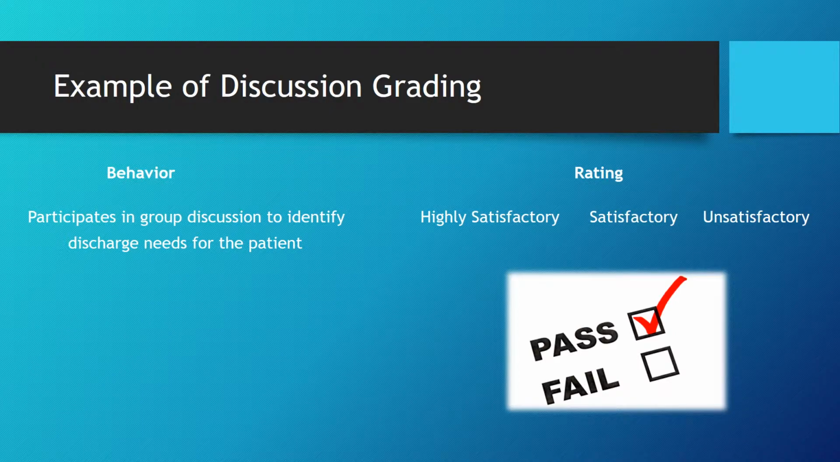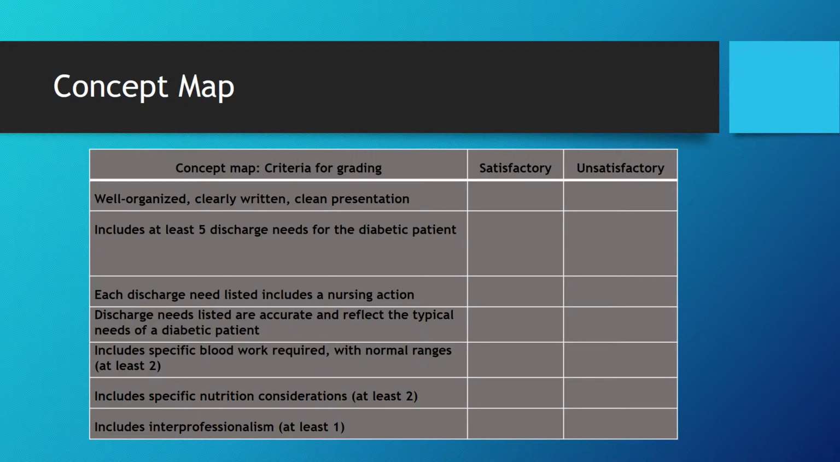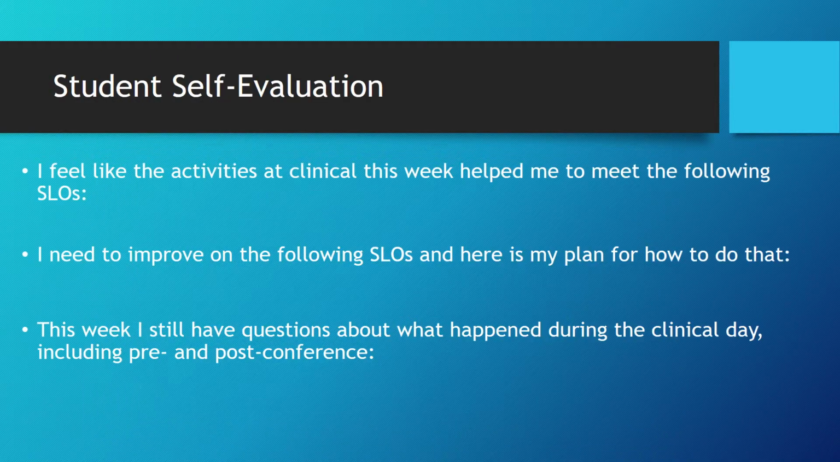So here's just an example from that discussion rubric. It really was just kind of a pass-fail type activity. So participates in group discussion to identify discharge needs of the patient. Were they highly satisfactory in that, satisfactory or unsatisfactory? So there's a few different behaviors I was watching for during the discussion and then assigned a grade accordingly. And then here you can see the rubric for the concept map. So it kind of told the students what I was expecting of them and gave them a little bit of direction while they were completing that concept map. So again, here is that self-evaluation form that the students do every week for clinical. So I just asked that they added a little bit of a reflection about the post-conference itself.